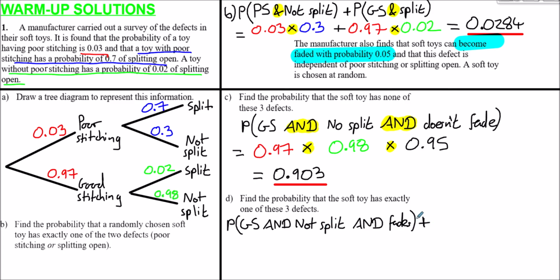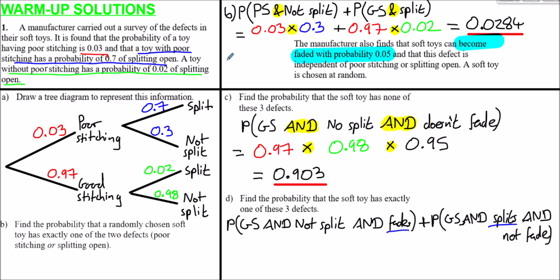Or, so plus, it's a probability as well that we could have stitching is good still, so the defect isn't the stitching. This time, rather than the defect being that it fades, the defect might be that it does split open. So good stitching, and it splits, but it doesn't fade. So that's the second option. So first option is the only defect is that it fades. This second scenario is that the only defect is that it splits.